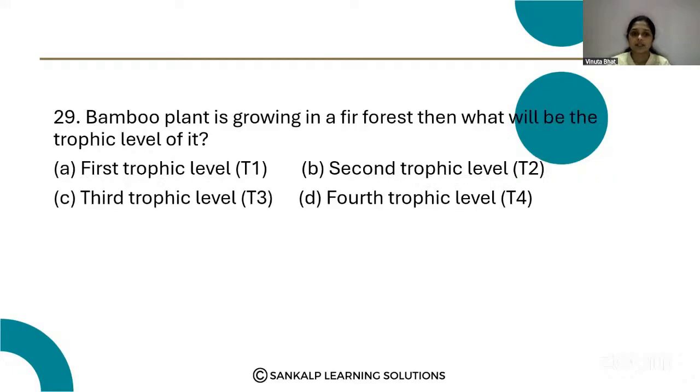Question number 29. Bamboo plant is growing in a fir forest, then what will be the trophic level of it? Option A, trophic level 1, second trophic level, third trophic level, fourth trophic level. Yes, what is the trophic level of the bamboo plant? Anybody please comment the answers. If you know the answers, comment.